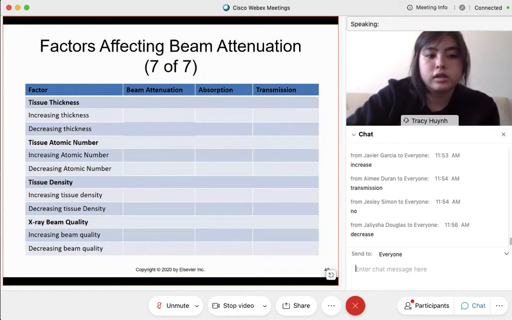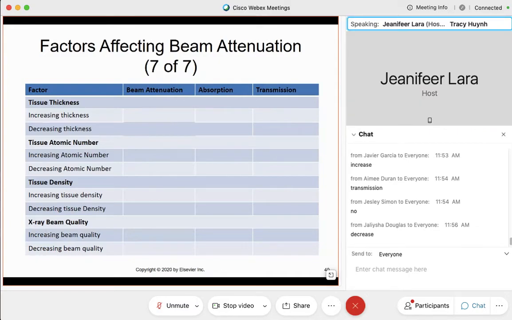How so? Because the atomic number correlates to... It's not the photon atomic number that is changing. That has already been determined by the tungsten atom inside of the tube. That has no correlation to the atomic number of matter. Help her out, Stephanie.